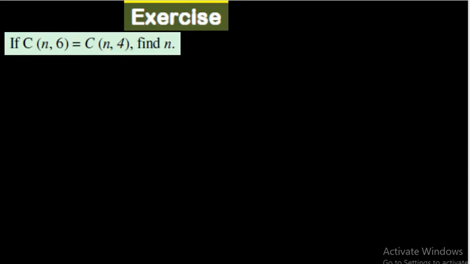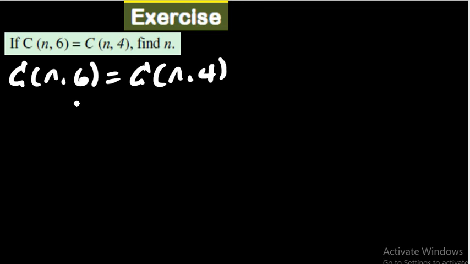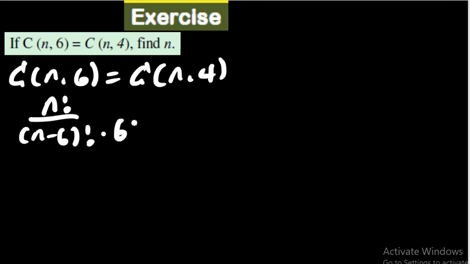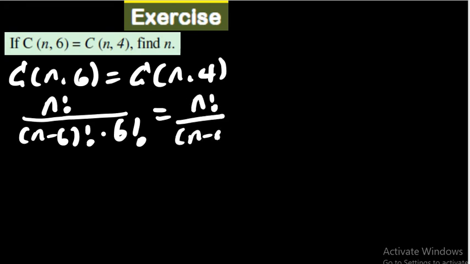In today's exercise, the first example question says the combination of n to 6 is equal to the combination of n to 4. They are equal. So what is the value of n? First of all, let's apply the formula. n combination 6 means n factorial over (n minus 6) factorial times 6 factorial. The left hand side is equal to the right hand one, n factorial over (n minus 4) factorial times 4 factorial.